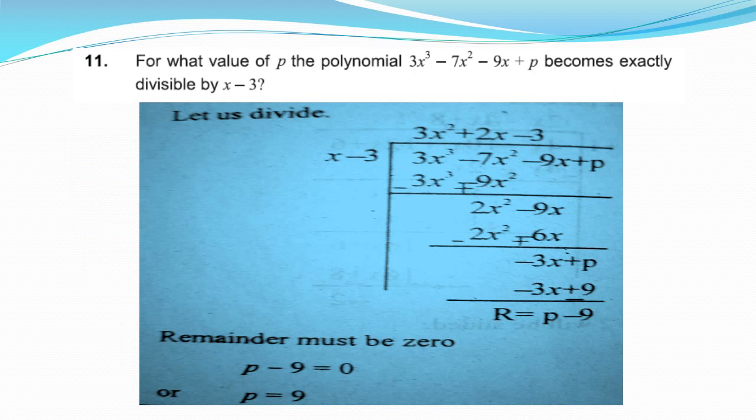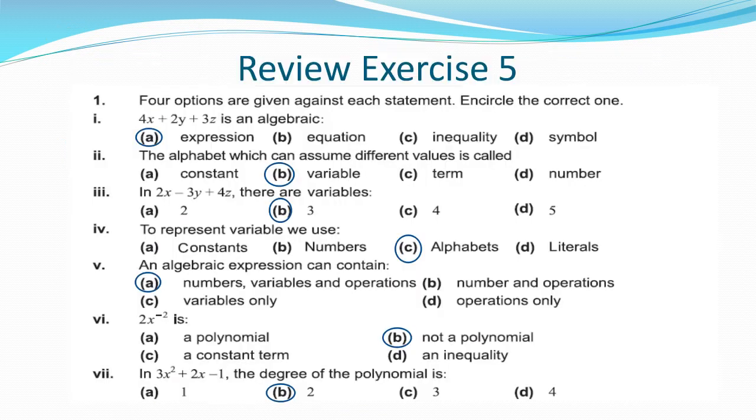Question number 11. For what value of p does the polynomial become exactly divisible when we divide it by x minus 3? So when we divide it, we have the remainder p minus 9. In every question, the remainder must be equal to 0. So we let p minus 9 equal to 0, and add 9 to both sides. Here the 9 has the negative sign, but when we have 0 plus 9, we have the answer p is equal to plus 9. So we can easily find the value of the variable, p is equal to 9.